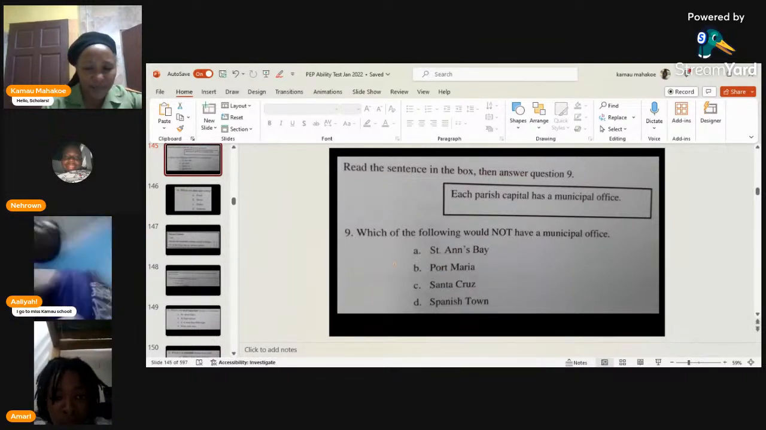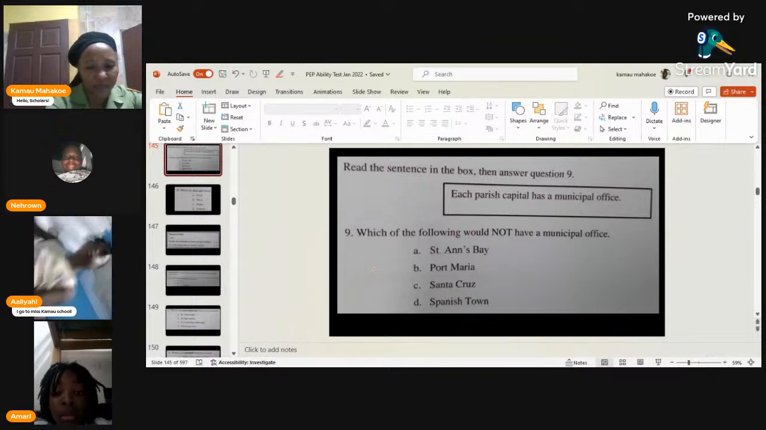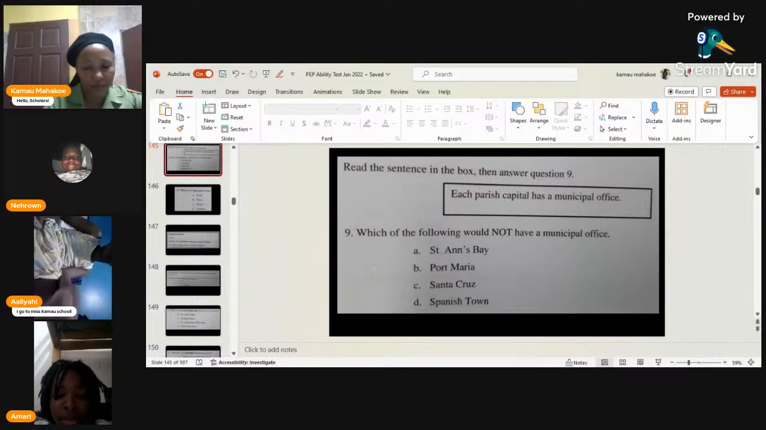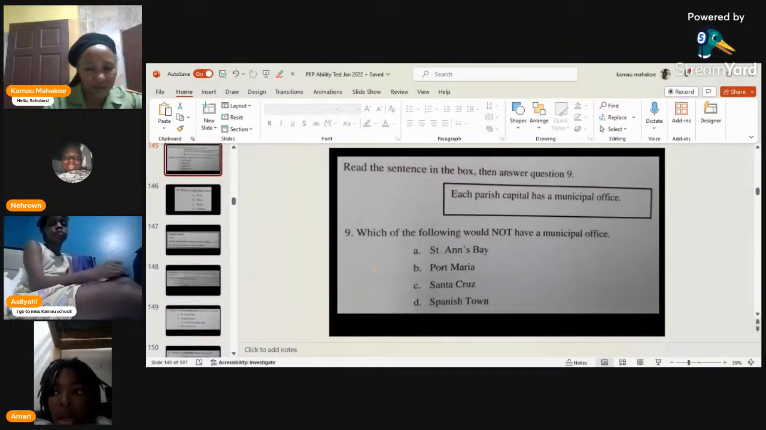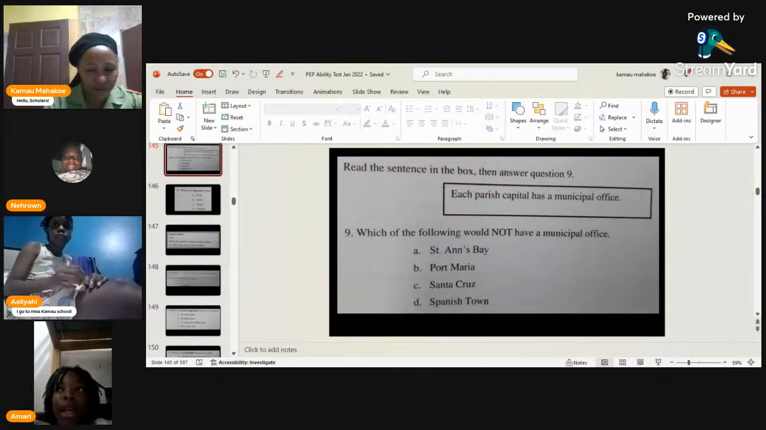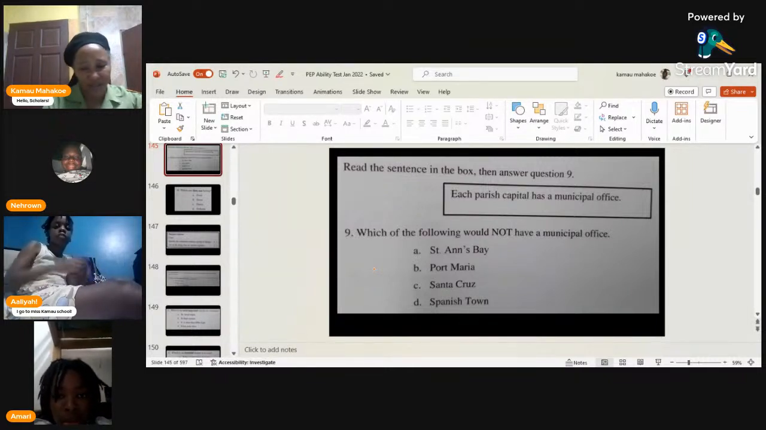So St. Anne's Bay is the parish capital of which parish? St. Ann, Miss. And Port Maria is the capital of Portland, Miss. Not Portland. Port Maria is the capital of St. Mary, Miss. Spanish Town is the capital of St. Catherine.